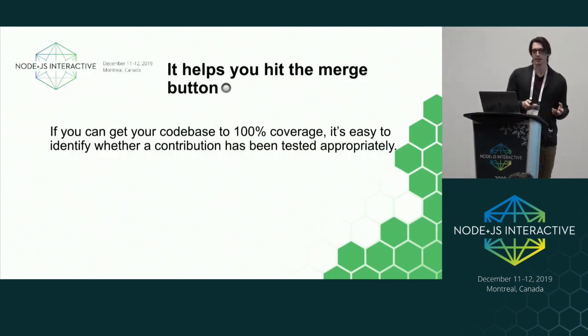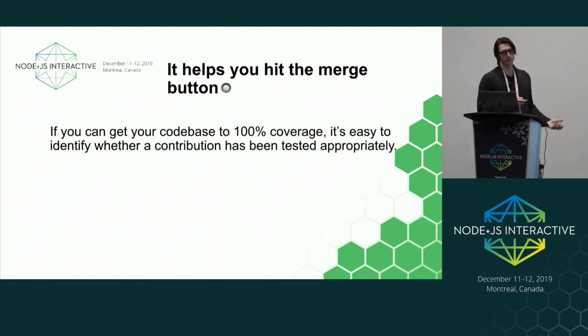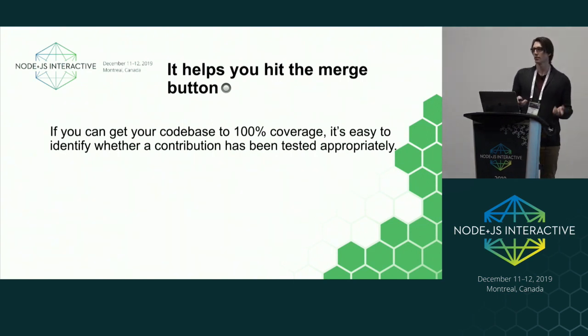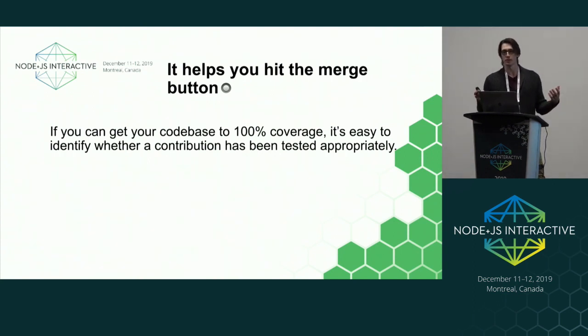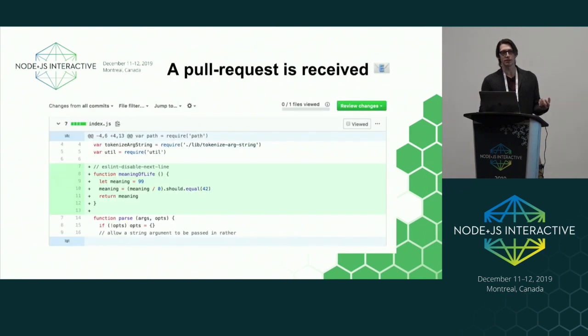Another use case I really like is that if you have a long-lived open source project like Yargs or Node.js, if you can get your code base close to 100% coverage, it's easier to identify whether a contribution to the project has been appropriately tested. So imagine that I'm working on an open source project and I get a pull request that looks something like this. One of the first things that jumps out at me is that there's no new tests added in this PR.